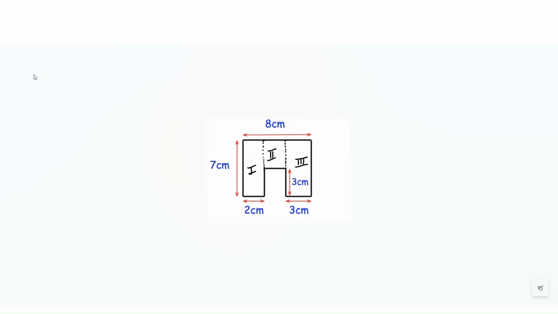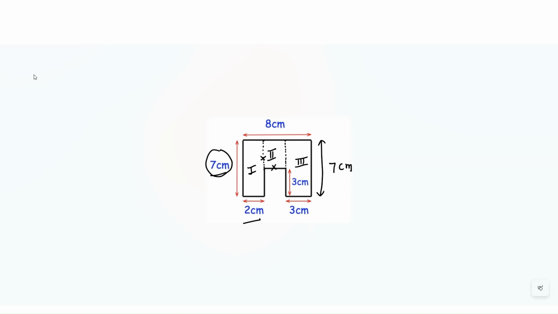So if you see the first rectangle, 7 and 2, it is already given. For the third one, I need this length. I can find it from the diagram: if this one is 7 centimeter, this one is also 7 centimeter. That means I already know the dimensions of this rectangle. I know the length and width of this rectangle. Now I need to find out the second one, and I don't know how much it is.